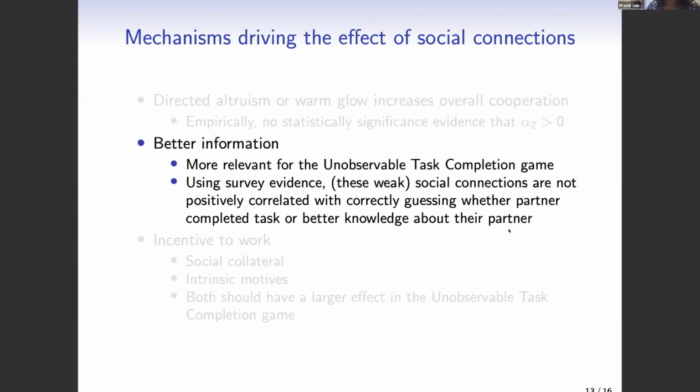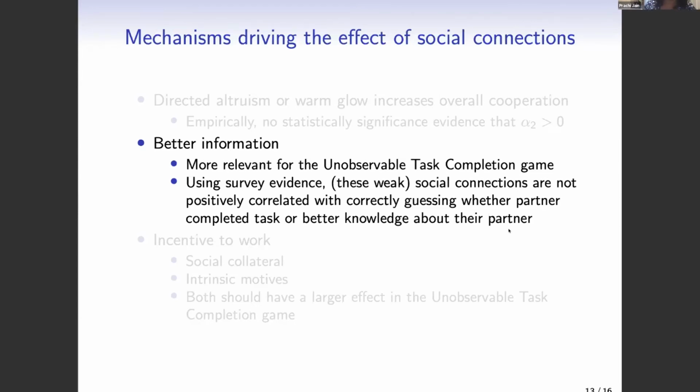The second thing I think about is the story of better information. The story, remember, is that in the observable game, I don't care if I know my partner, because the contract perfectly specifies what will happen if they don't complete the task. Whereas in the unobservable game, there's some sort of uncertainty. And if I know my partner better, perhaps it reduces the uncertainty. If I think they're more likely to work hard, I actually will risk share with them more.